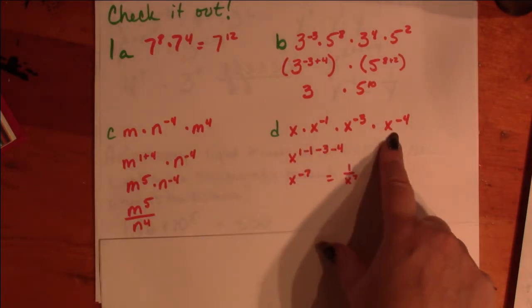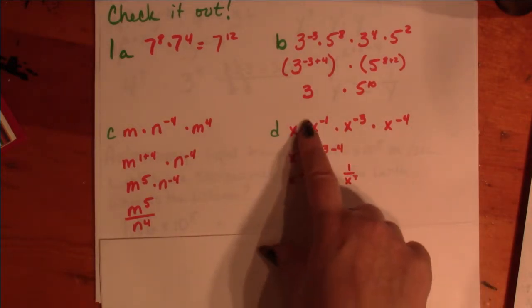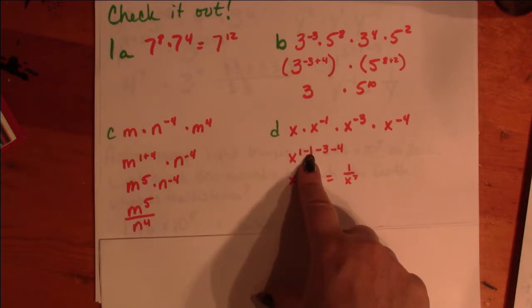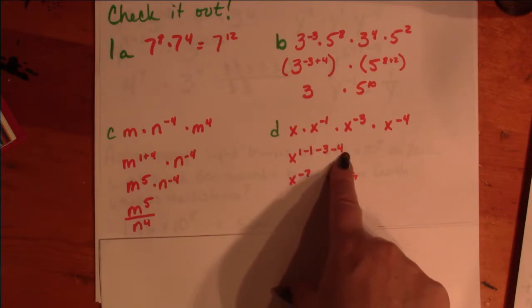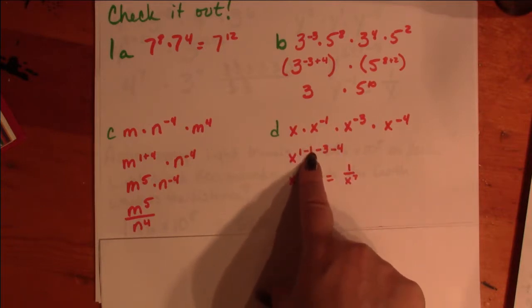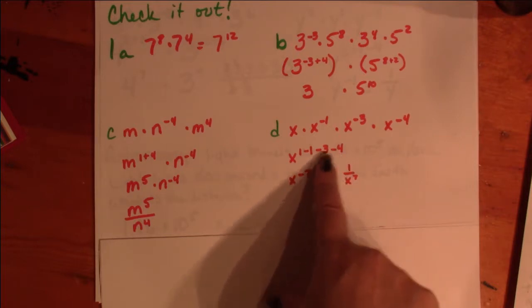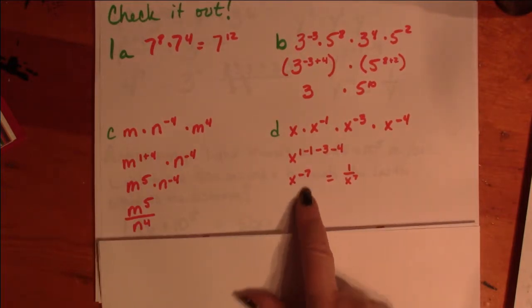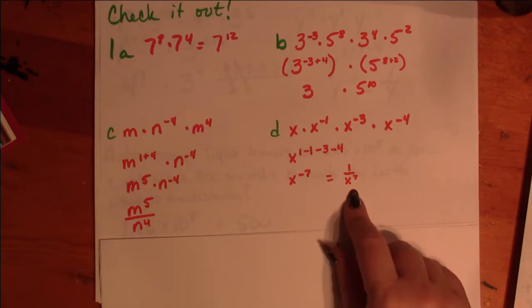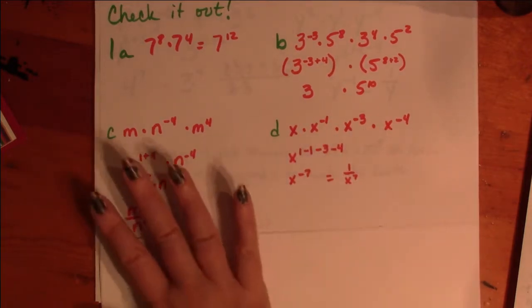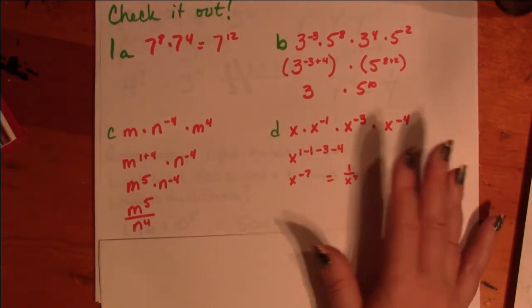Here we have all x's, so we have an x to the 1, minus 1, minus 3, minus 4. And 1 minus 1 is 0, and then we have a negative 3 and a negative 4. Our answer, x to the negative 7, is 1 over x to the 7. Okay? Please tell me if you had any difficulties with these.